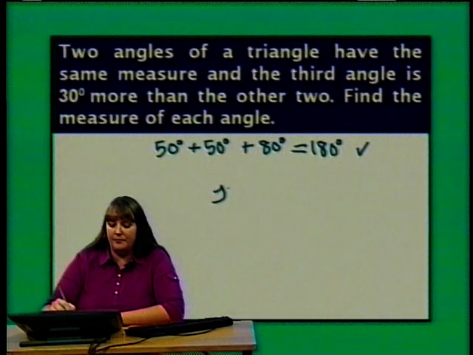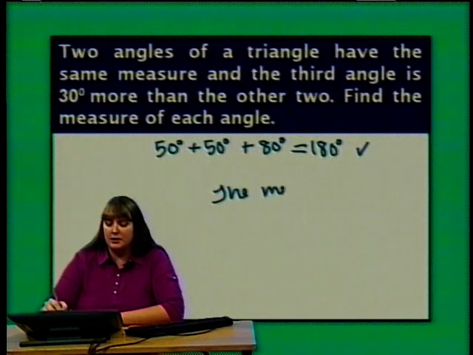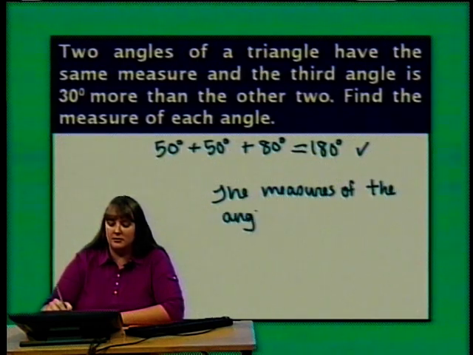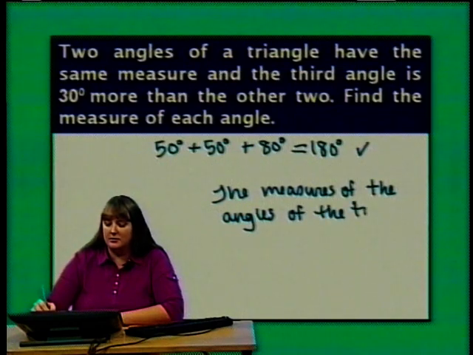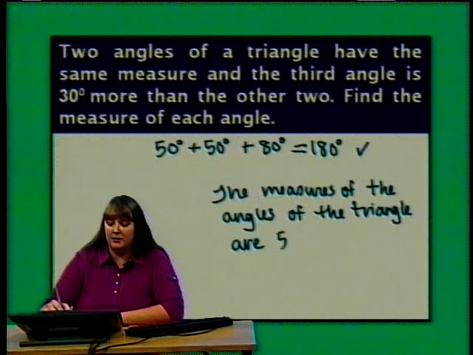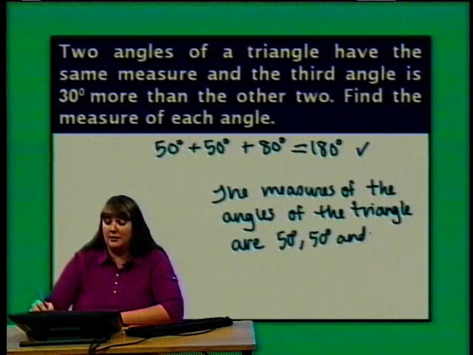So I can say, for my conclusion, the measures of the angles of the triangle are 50 degrees, 50 degrees, and 80 degrees.